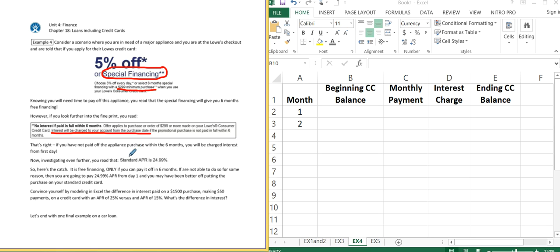So this is actually a screen capture, and this is nothing against Lowe's. I love Lowe's. This is pretty typical. Free financing for 6 months, but you read the fine print, and the fine print is if you don't pay it off in 6 months, you get charged interest from the purchase date, and that interest is pretty high, almost 25%. Okay, higher than what is probably on your traditional credit card that's in your wallet. So that's what we need to be careful of.